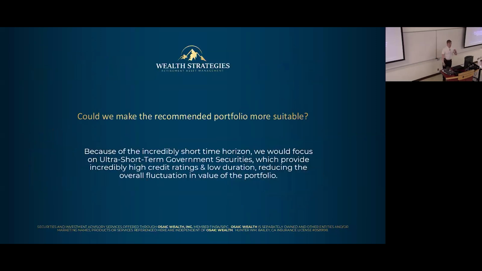Now, how can we make the recommended portfolio more suitable? Because of our time horizon being really short, super compressed, we would focus on ultra short-term government securities or money market funds or a cash deposit program at the brokerage account or really ultra short munis, whatever makes the most sense. But I would be saying get that duration risk all the way down. Make sure that duration risk at least matches the time horizon, if not shorter.